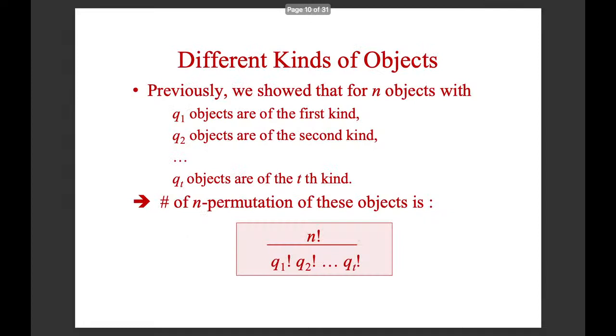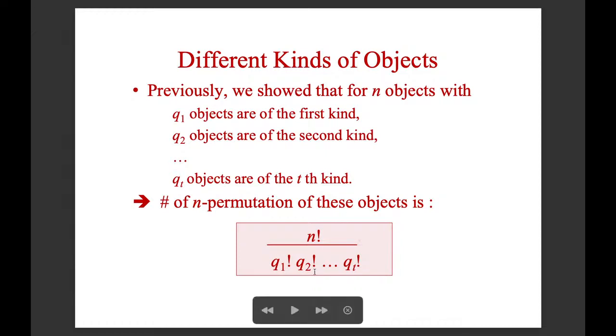Okay, another example. This time, suppose that we have n objects, and Q1 of them are of the first kind, Q2 of them are of the second kind, and so on and so forth. And we are going to use all the objects. How many permutations are there? We studied this before. Previously, we used the rule of quotient.